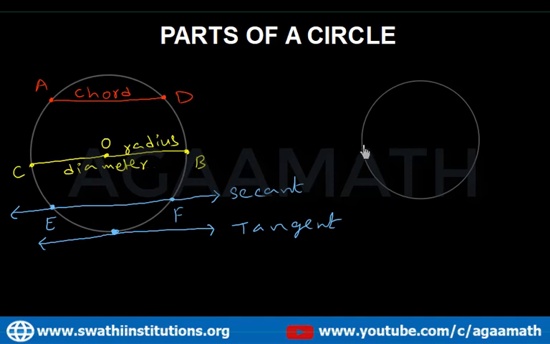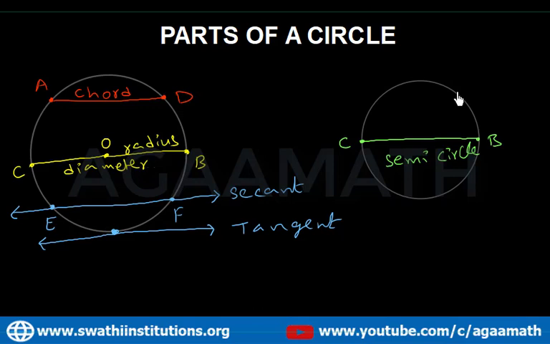Now let us see a few more. When I draw the diameter, it passes through the center of the circle, like BC, or CB. So this is a diameter. Now, the diameter divides the circle into 2 equal parts, right? So what are these 2 equal parts called? Each equal part is called a semicircle.